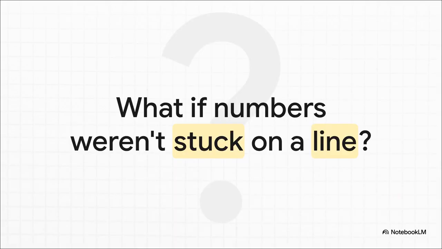Back in school, we all learned about the number line. It's simple, it's clean, it's one-dimensional. Positives go this way, negatives go that way. But that simple idea begs a really cool question. What if numbers could break free? What if they weren't stuck on a line and could exist in a two-dimensional space? What would that even mean?